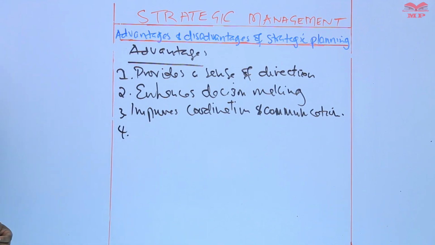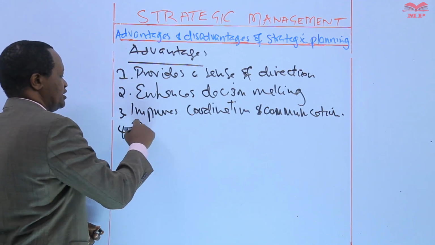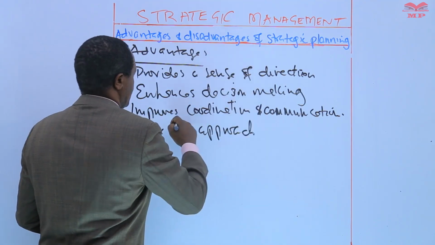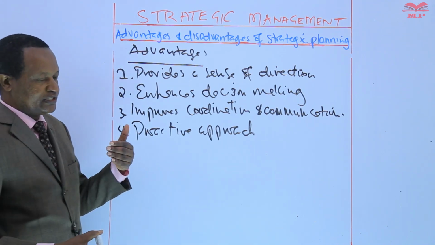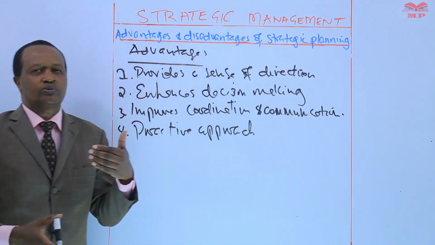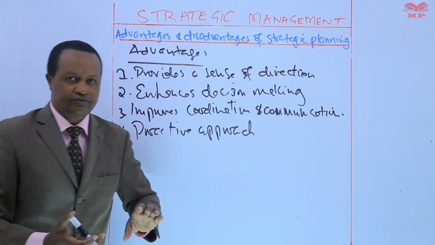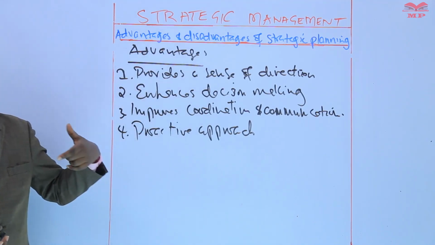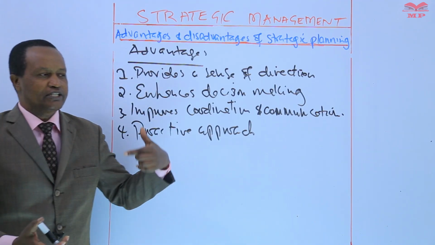The fourth advantage is that strategic planning is a proactive approach. That is to say that it encourages organizations to be proactive rather than reactive. It involves anticipating future trends and future challenges, allowing organizations to prepare and adapt in advance.